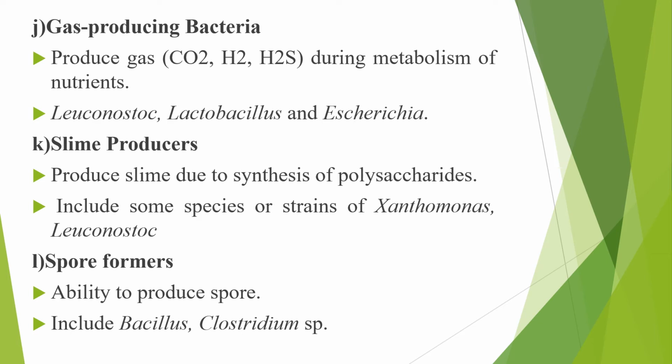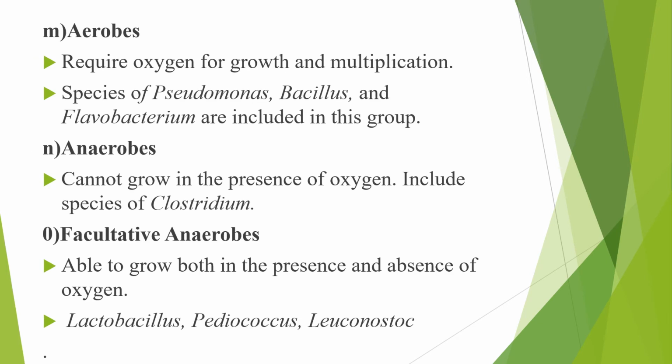Next one, the more pathogenic group, is the spore formers, because they have the ability to produce spores and are able to survive under adverse conditions. So they are able to survive high heat, low temperature, etc. So they are able to survive most common preservation techniques. So these spore formers are the most important group which are associated with many foodborne diseases. Examples are Bacillus and Clostridium species. Next group is the aerobes.